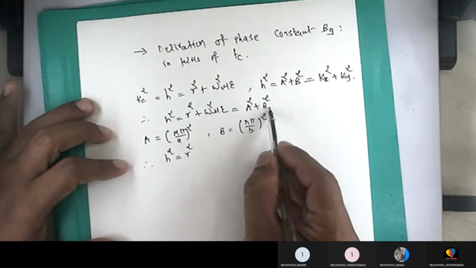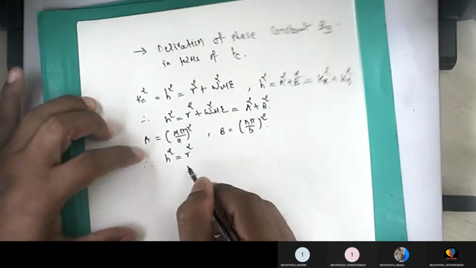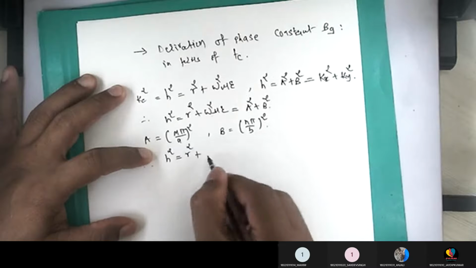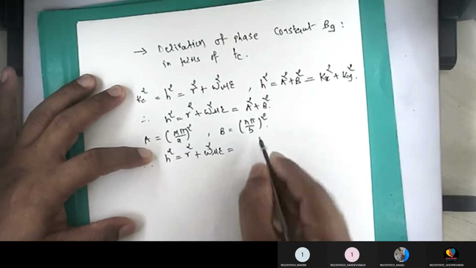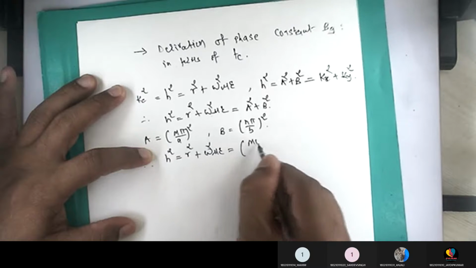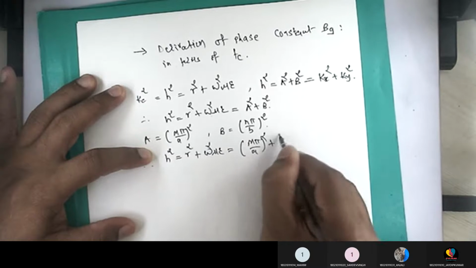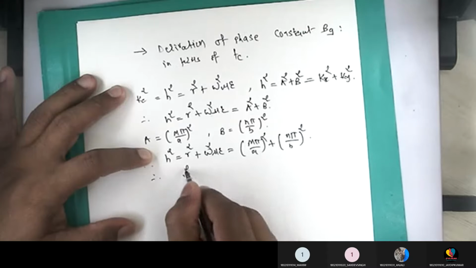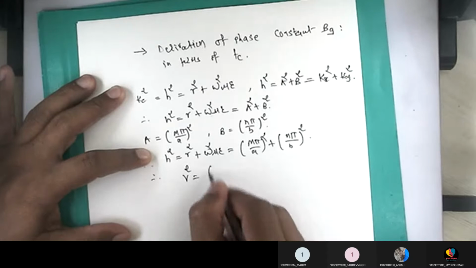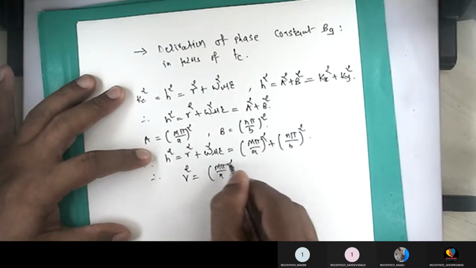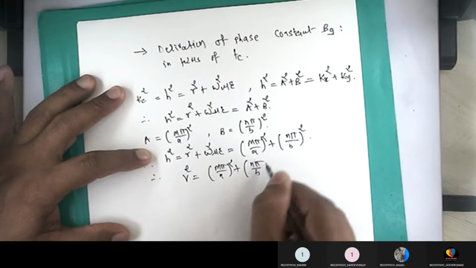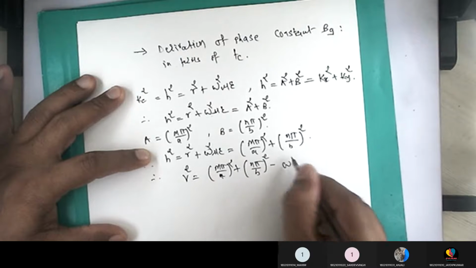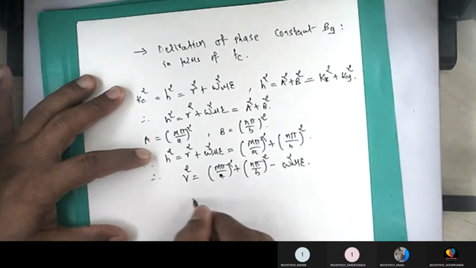So if I put this a and b in this expression, then I get h square, which is gamma square plus omega square mu epsilon, equal to (m pi by a) whole square plus (n pi by b) whole square. I can make it that gamma square is equal to (m pi by a) whole square plus (n pi by b) whole square minus omega square mu into epsilon.